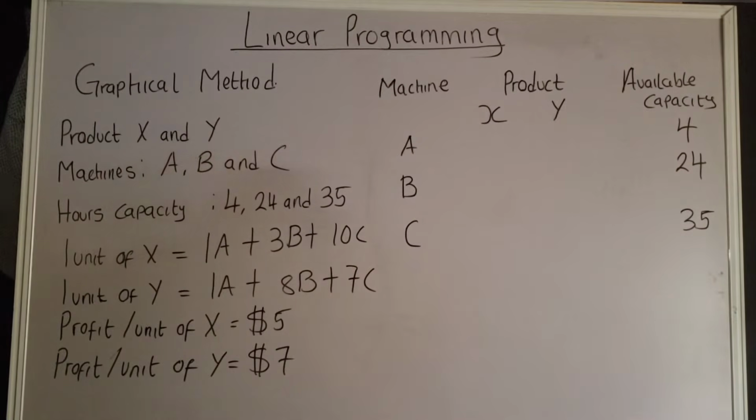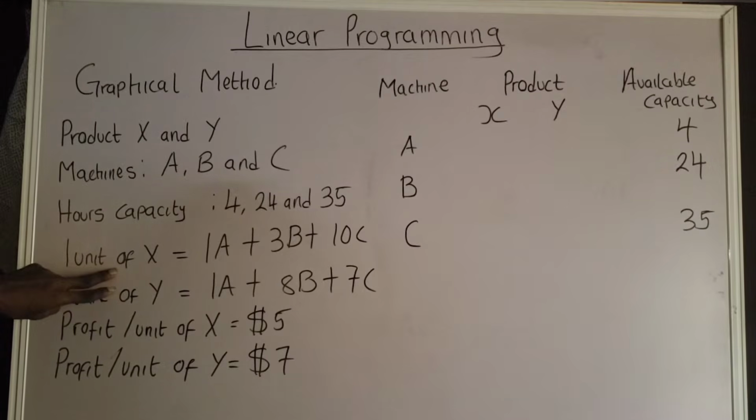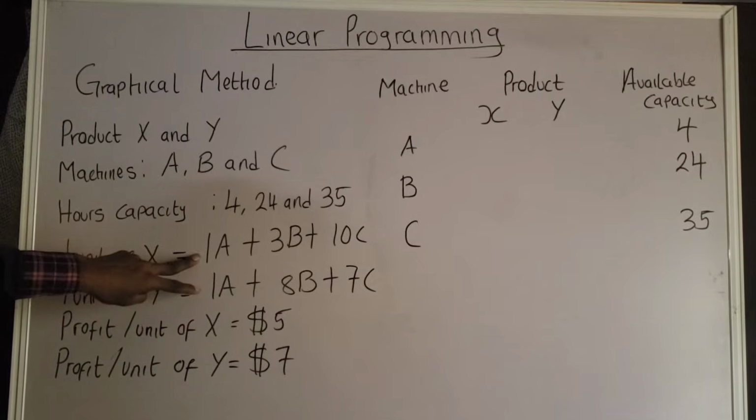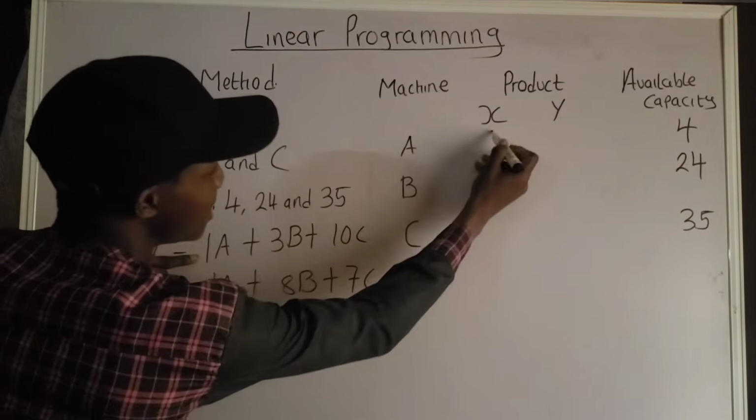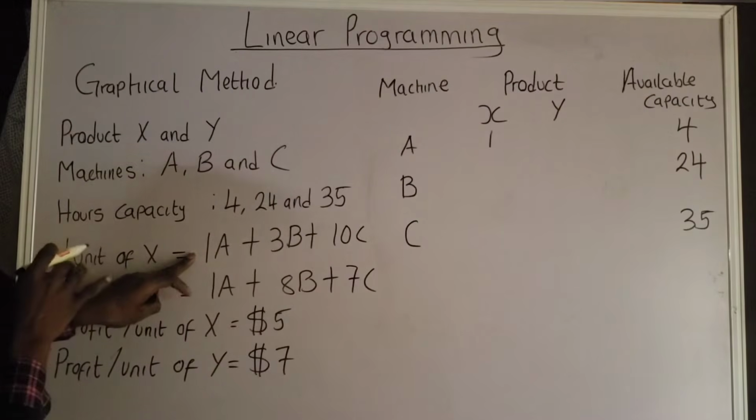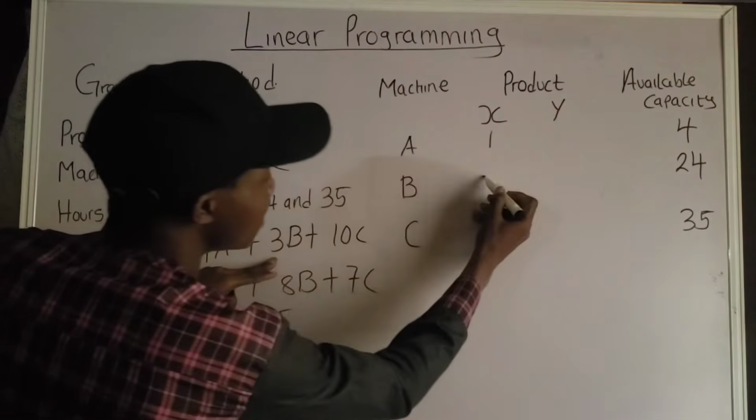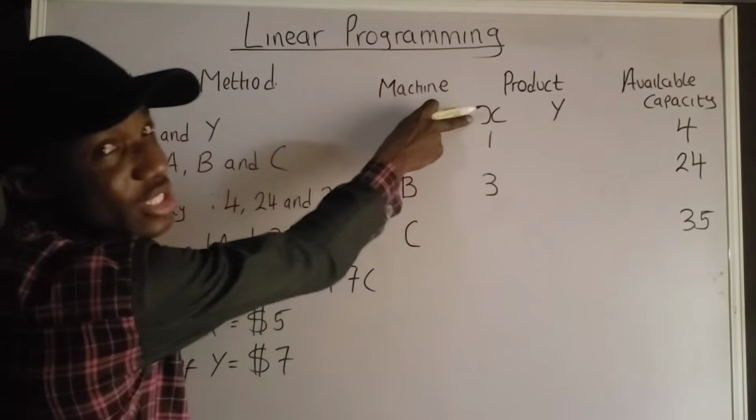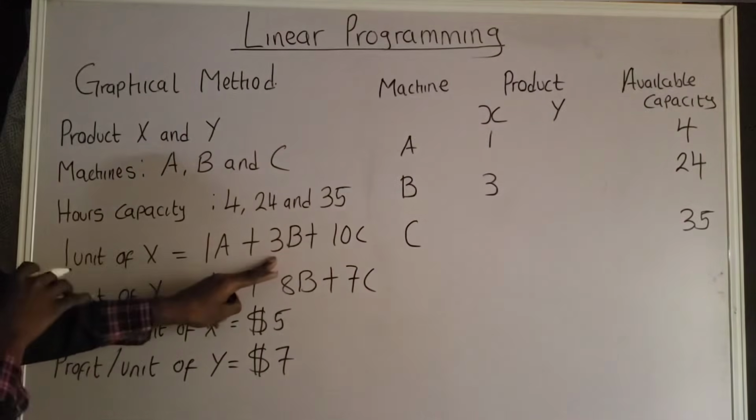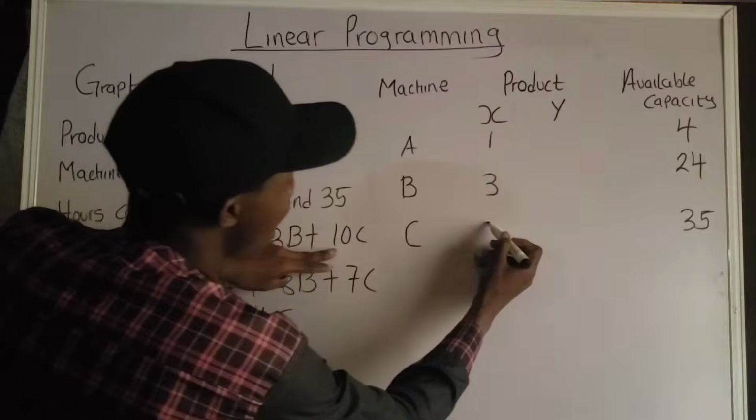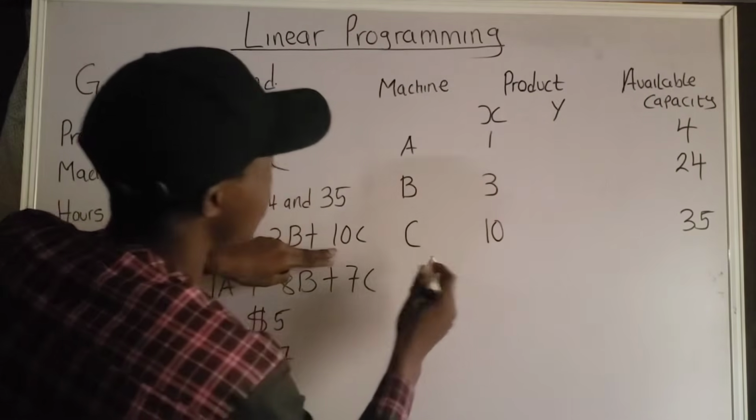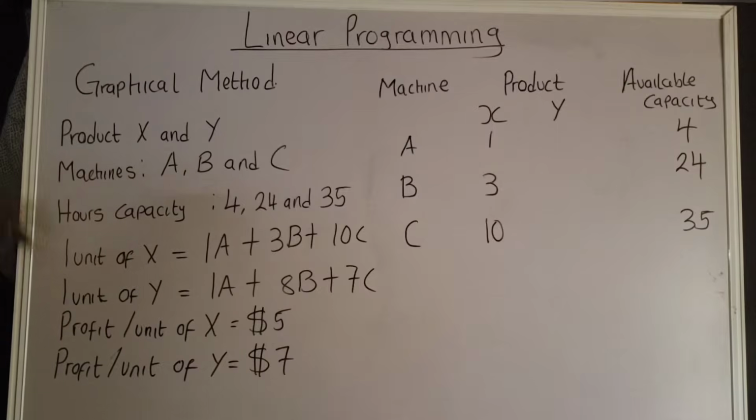Okay. Now, I want you to note the fourth parameter. The fourth statement, which is to produce 1 unit of X, we need 1 hour of machine A. So to produce 1 unit of X, I need 1 hour of machine A. So I'm going to have 1 here. To produce 1 unit of X, I also need 3 hours of machine B. So I'm going to have 3 here. Note that all these are under the product X. Are you getting it? So let's proceed. And also to produce 1 unit of X, I still need 10 hours of machine C. So I'm going to have 10 in this place. You understand? So let's proceed.